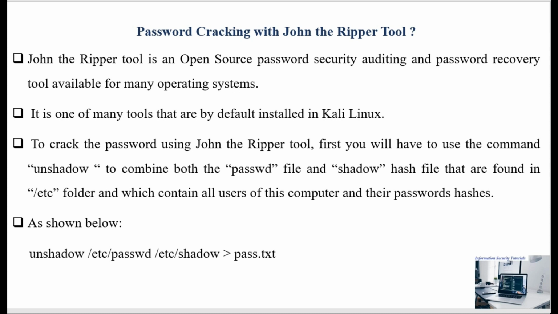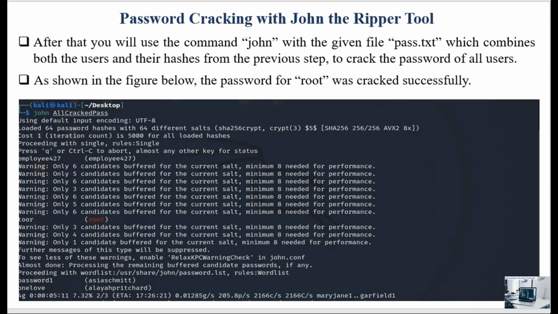As shown below, you should use the following command and choose the output file name, which will be pass.txt. After that you will use the command john with the given file pass.txt, which combines both the users and their hashes from the previous step, to crack the password of all users. As shown in the figure below, the password for root was cracked successfully.